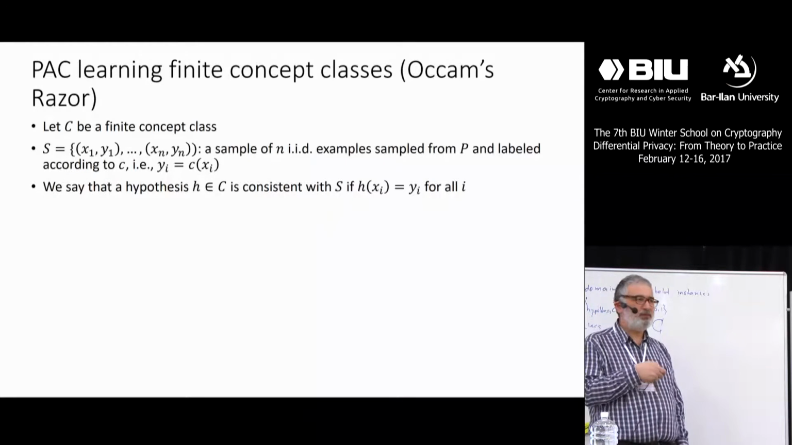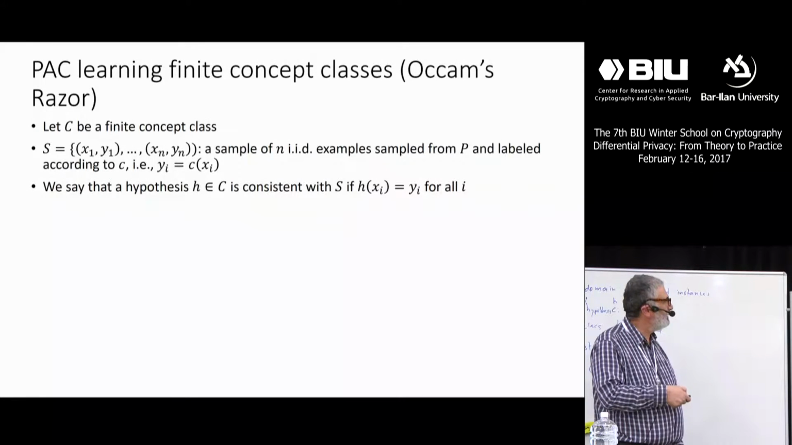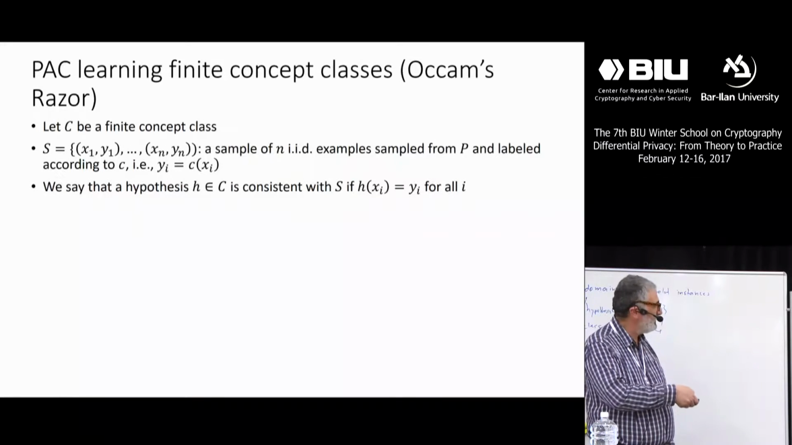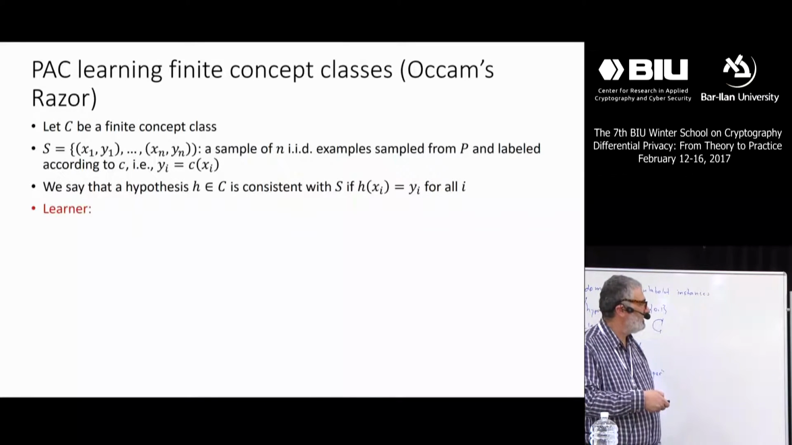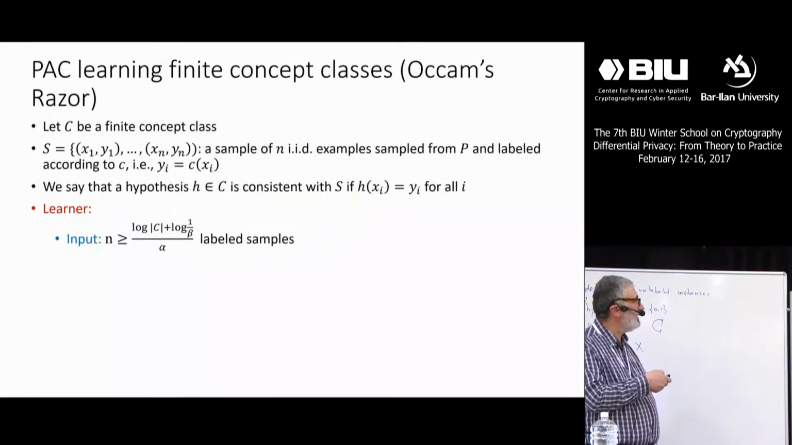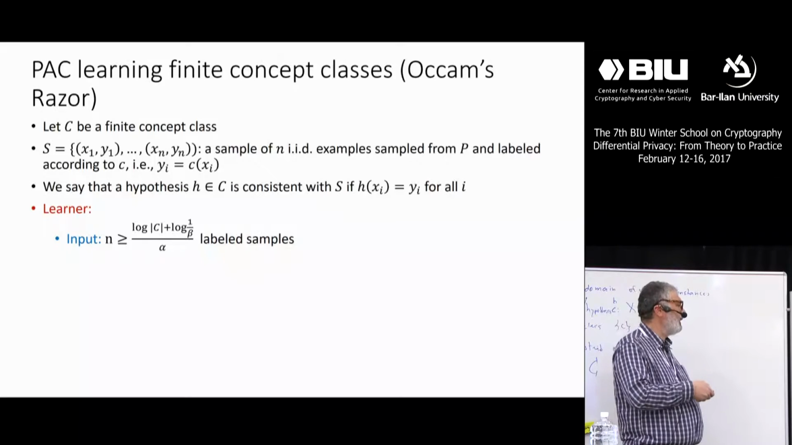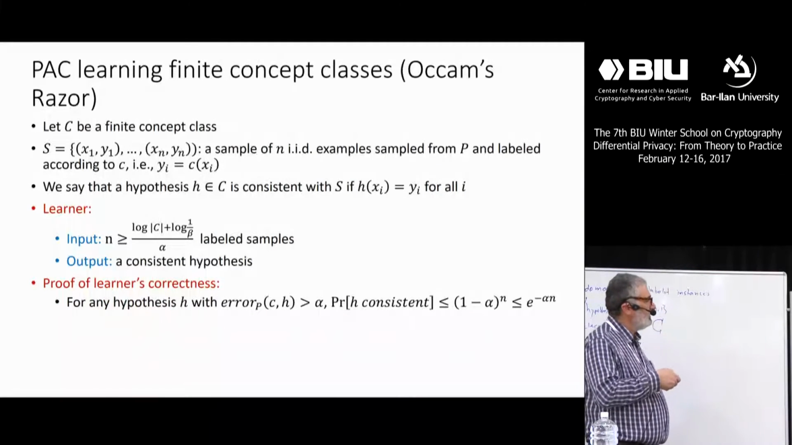And we're guaranteed that this happens. We are in the realizable case, so we know that each point is labeled according to one of the concepts in the class, the same concept class all over C. So there is a consistent hypothesis. We just pick one of the consistent hypotheses, and that's it. Now, if we take enough labeled samples, a number logarithmic in the size of the concept class over alpha, and we output a consistent hypothesis, then this is going to be fine.